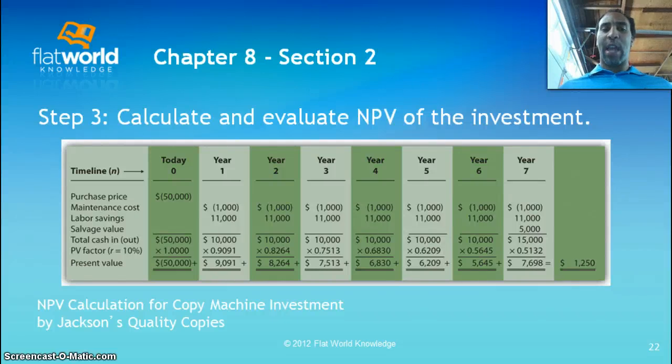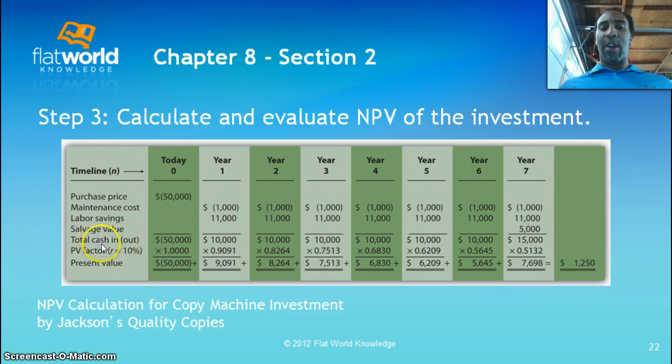Hello class, as we now start on part two of the lecture, just where we left off. If you remember, we had our $50,000 purchase price today, and then in year one all the way through year six we had $1,000 maintenance cost, and then we have $11,000 in labor savings year one through seven as well, and then at the end in year seven we have that salvage value of $15,000.